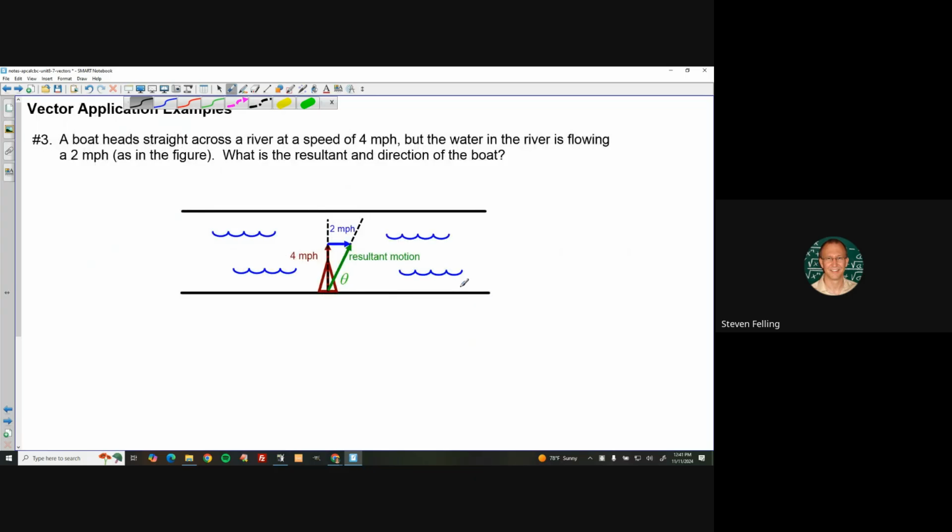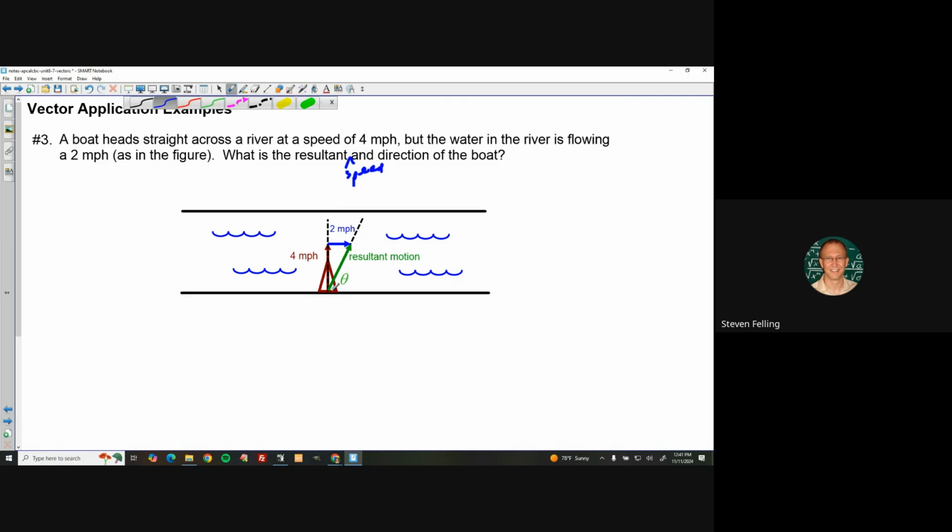The first one is a moving example. So let's say a boat heads across a river at a speed of 4 miles per hour. But the water in the river is flowing downstream at a rate of 2 miles per hour. What is the resultant, that should be speed and direction of the boat?